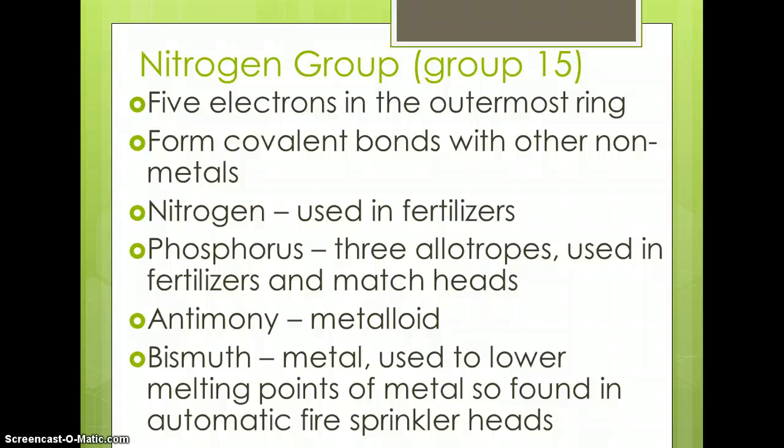So what that means is if we have a fire and bismuth is part of the metal that makes up the automatic sprinkler heads, when it gets too hot in the room or the flames start to get too high, that metal will actually melt. When it melts, that's what makes the automatic sprinkler heads actually set themselves off. So bismuth is a very useful metal that is used very much in a lot of those automatic fire sprinkler heads.